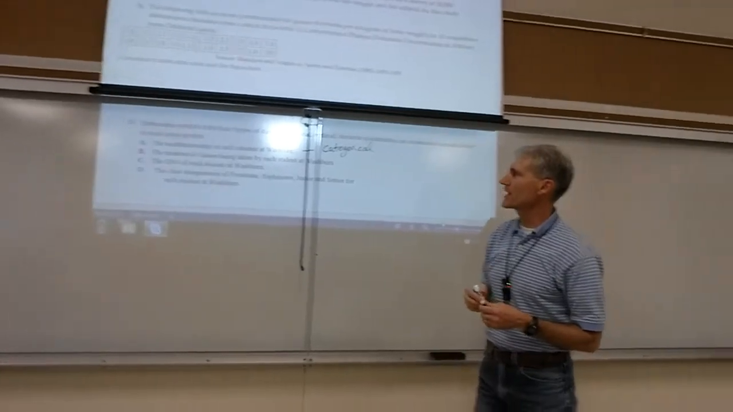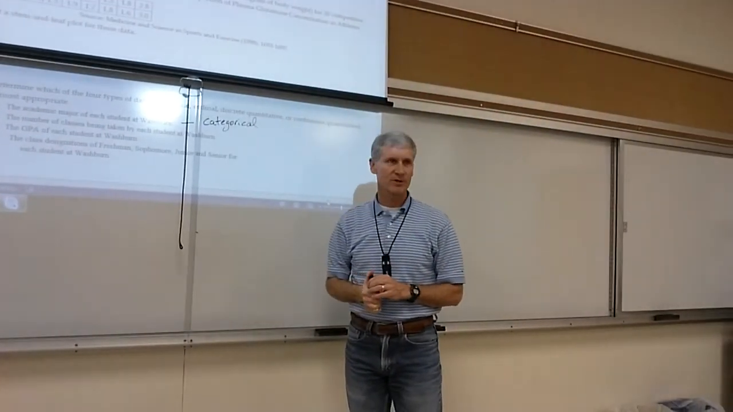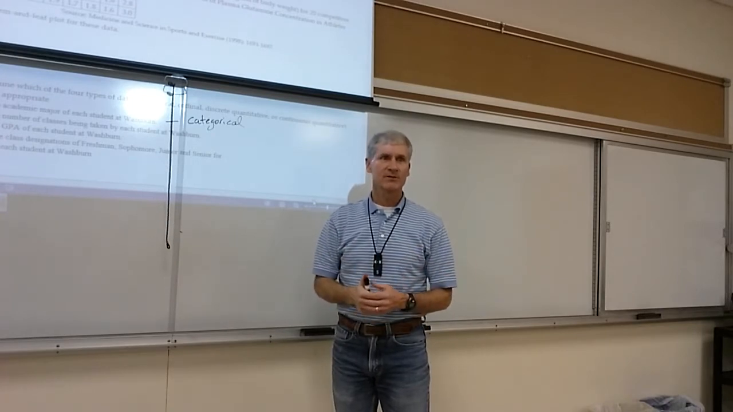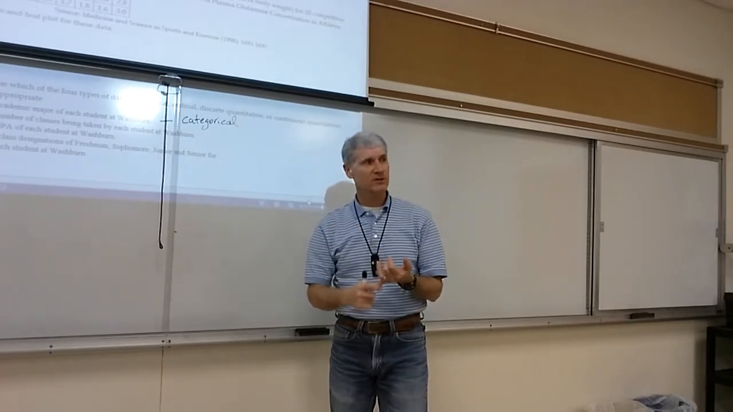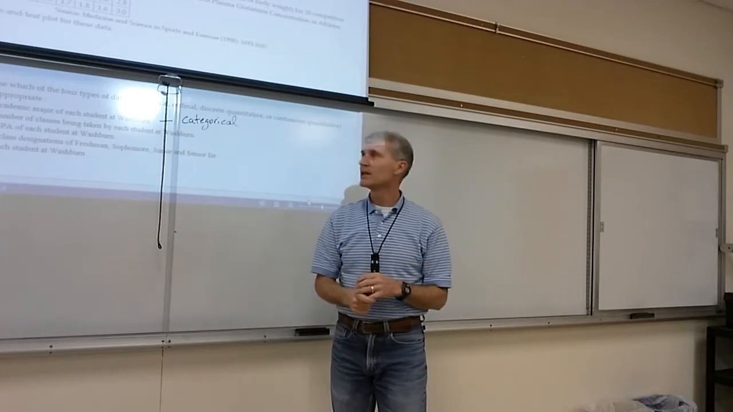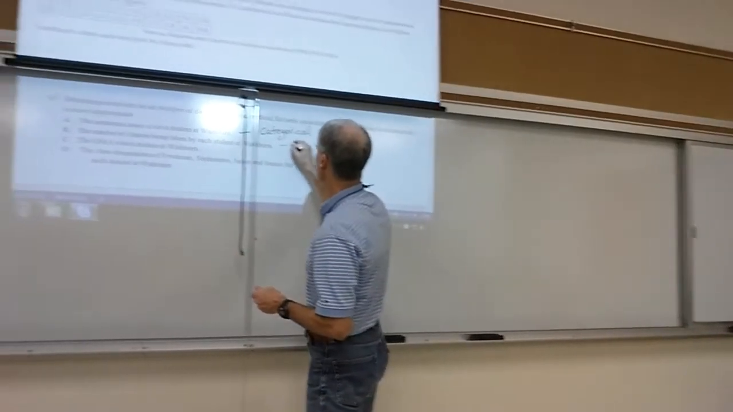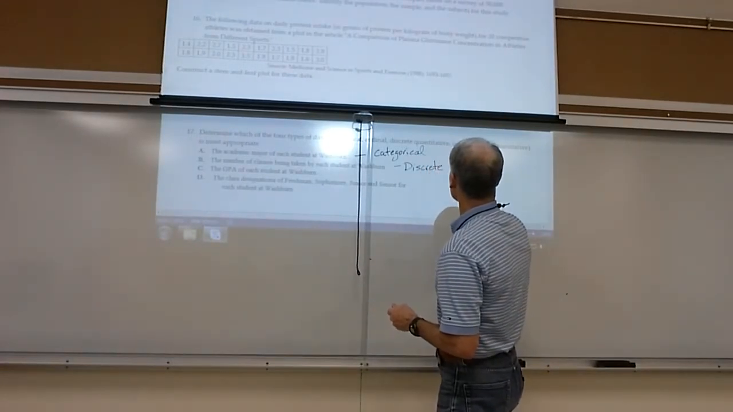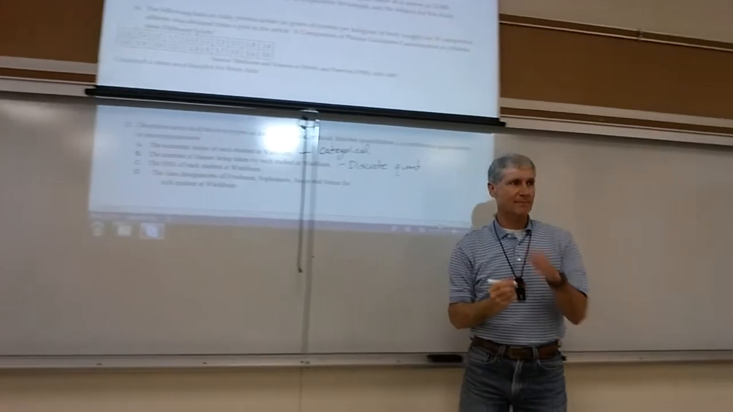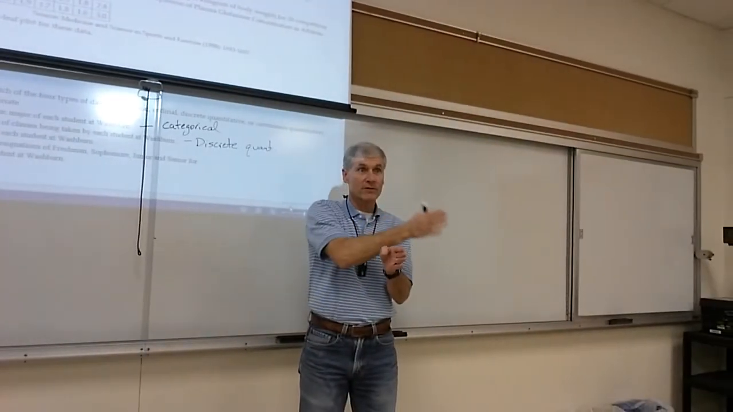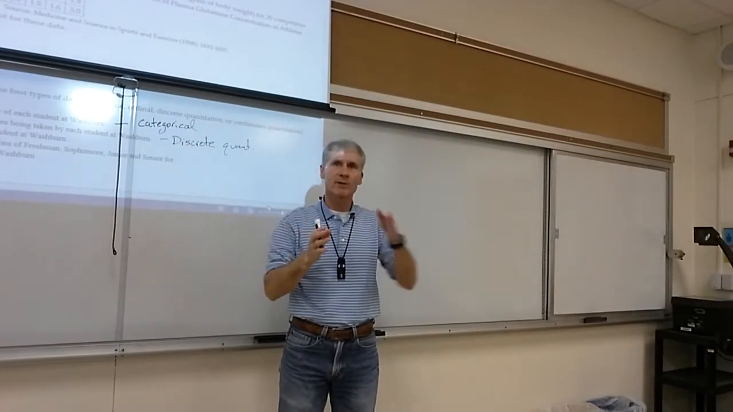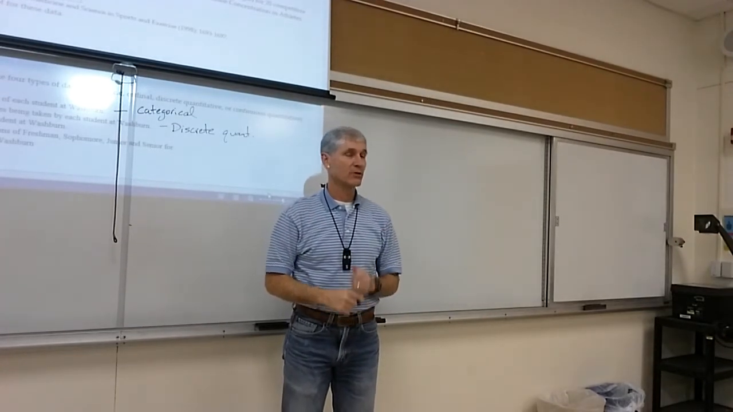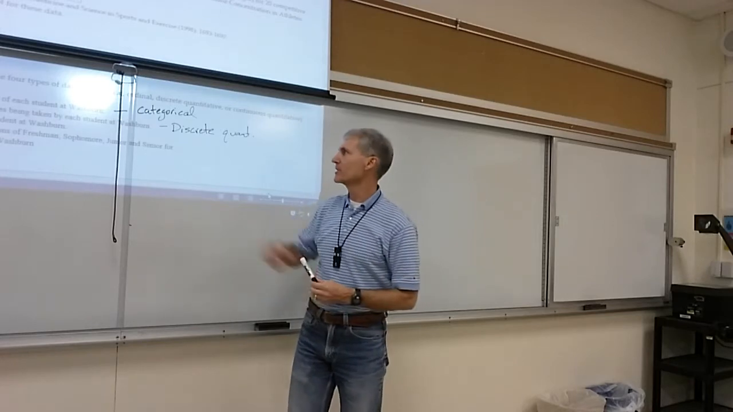Second one, number of classes being taken by each student at Washburn. Number of classes, that's numerical, right? So now you have to decide, is it continuous or is it discrete? It's discrete. Why is it discrete? Remember what discrete means. It means there's gaps in between values. It can only take on certain values, and usually it's whole numbers only. And that's the case here. Count data is always discrete. So if you're counting how many of something, it'll be discrete data.